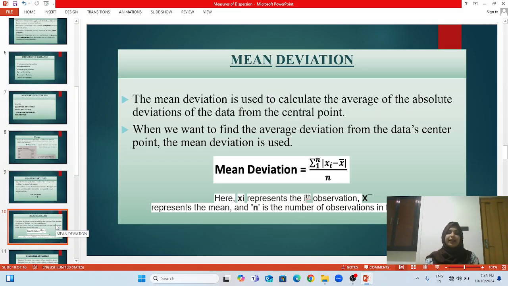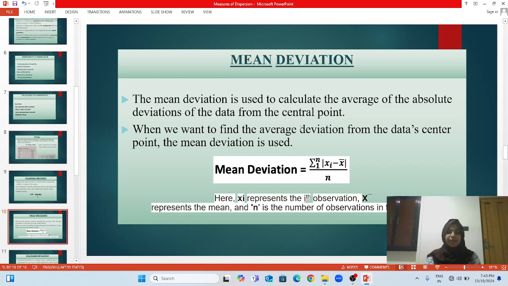Next, we are discussing the third measure of dispersion, that is mean deviation. Mean deviation is used to calculate the average of absolute deviations of data from the central point. As we already said about the concept of dispersion, we fix a data point, that is the average, and we calculate how the deviations happen in a data set, or how the values are dispersed.